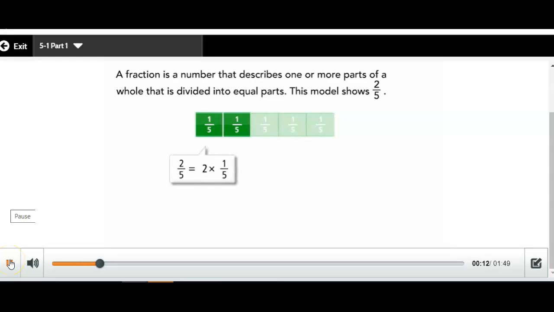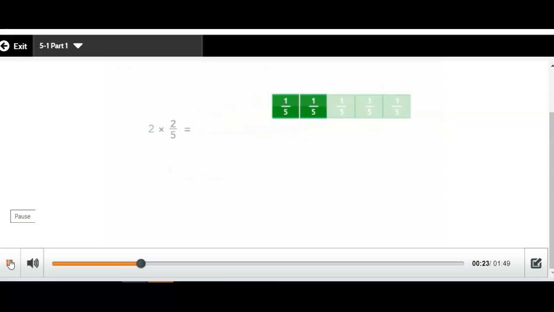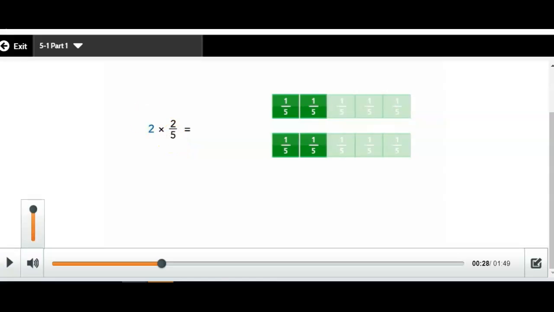2/5 is 2 copies of 1/5, which is 2 times 1/5. 2 times 2/5 is 2 copies of 2/5. Okay, so that's what we're going to be doing today. We're going to take a whole number and multiply it by a fraction. So we have 2/5. That's right here. Multiplying it by 2, we make 2 of them.